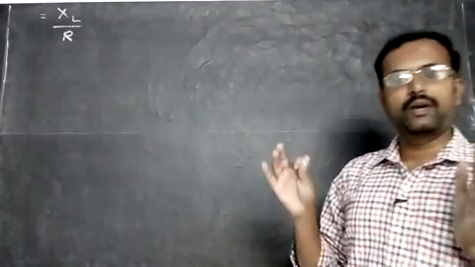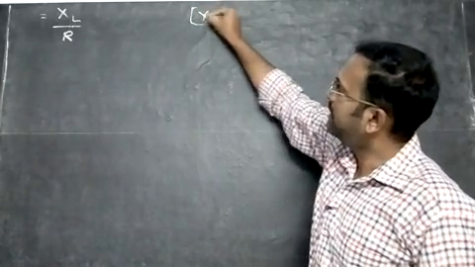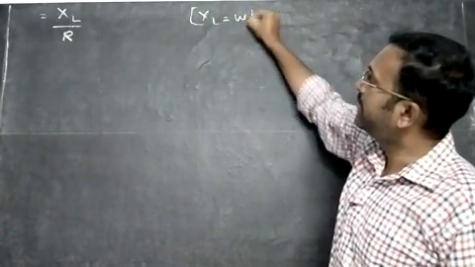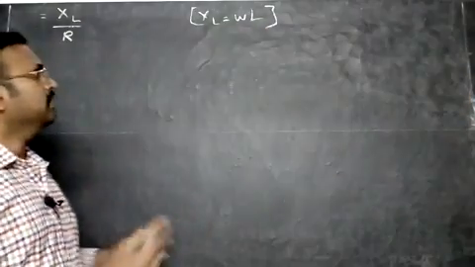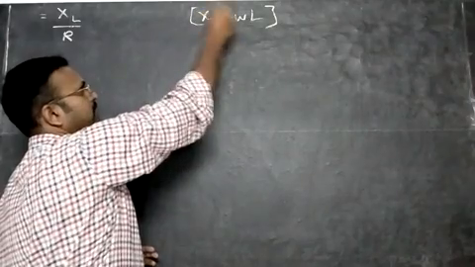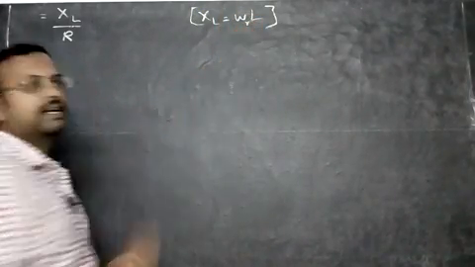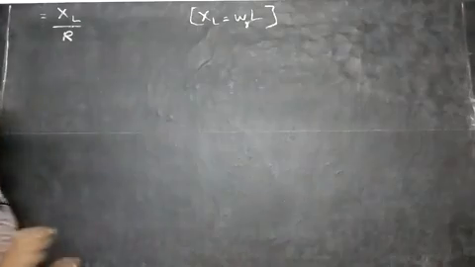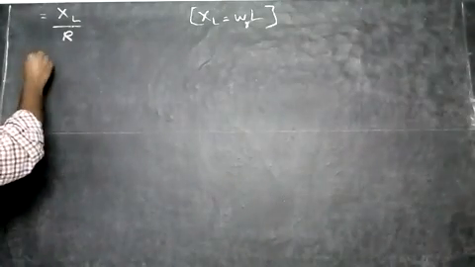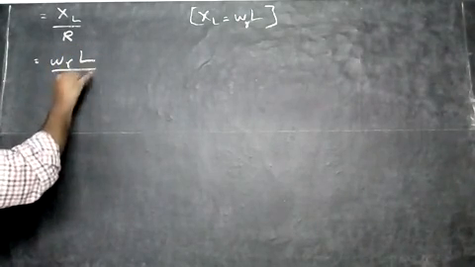Now XL means the inductive reactance, which we learned is equal to omega into L. This we already derived. Here omega means the angular frequency. Now in this case it is resonance, so I write omega R into L. This is omega R. Now let us substitute the values here, so that will be equal to omega R into L divided by R.